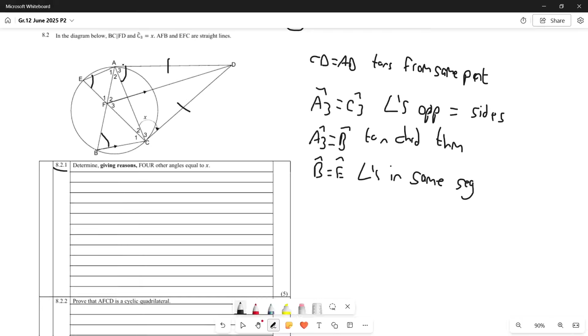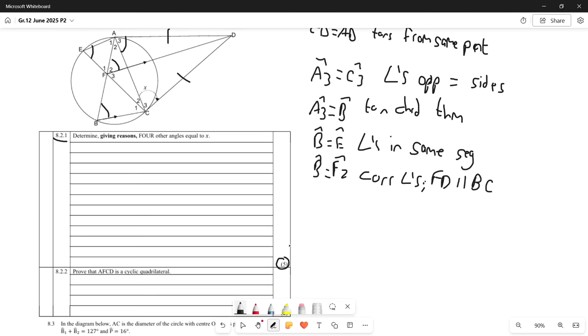The only other thing that we haven't used is the fact that these lines are parallel, which means that B over here equals angle F2 over here, because we have an F over these parallel lines. So we have angle B equals angle F2 because of corresponding angles. And then we just have to write the parallel lines: FD is parallel to BC. So those are the four other angles that are equal to x. We have A3, we have B, we have E, and then we have F2.